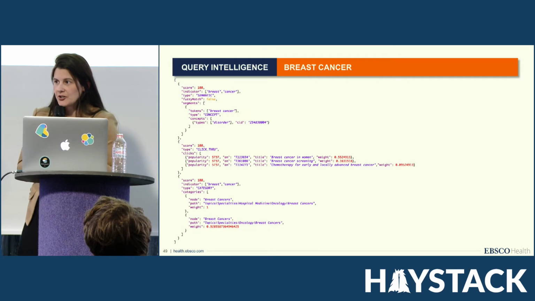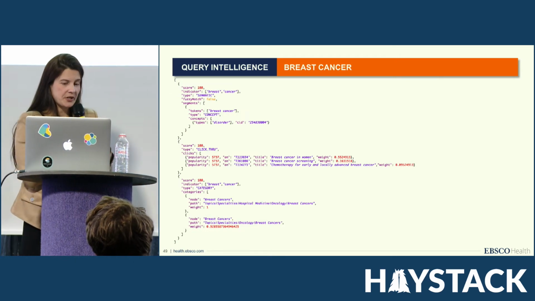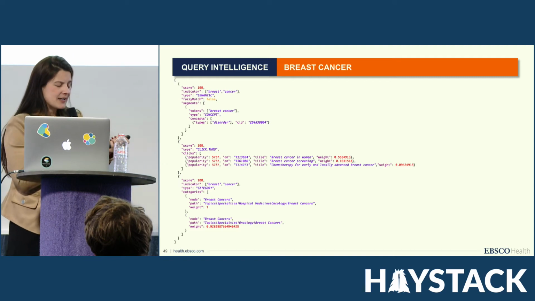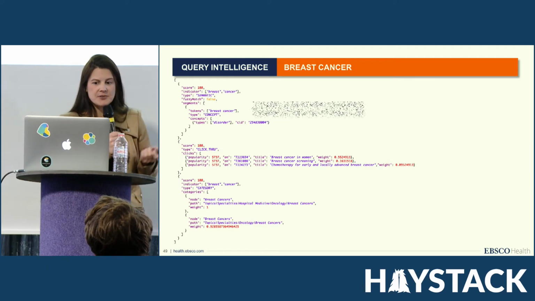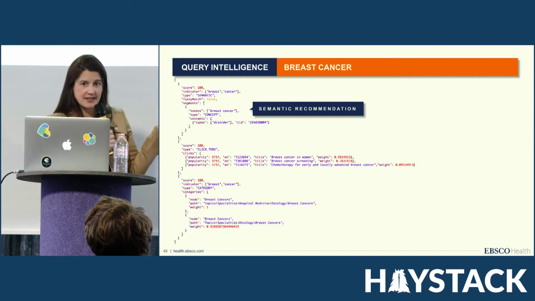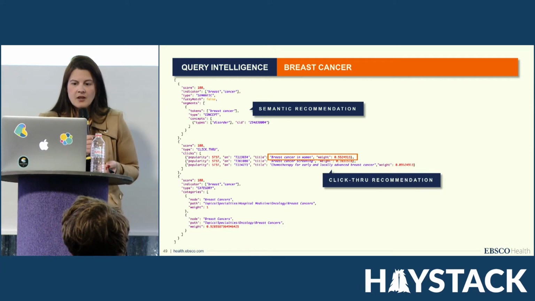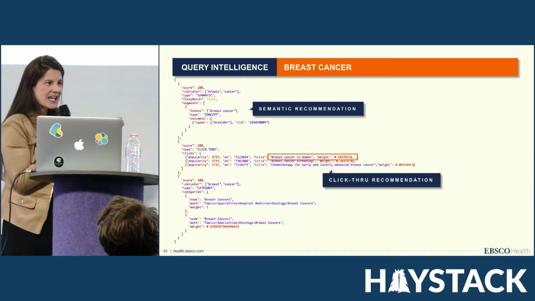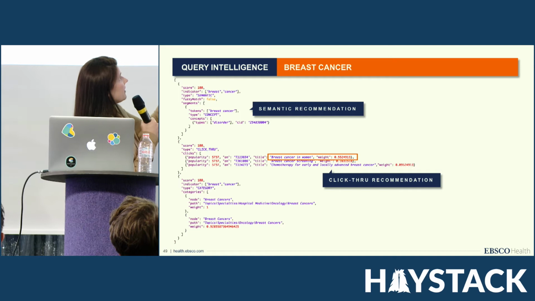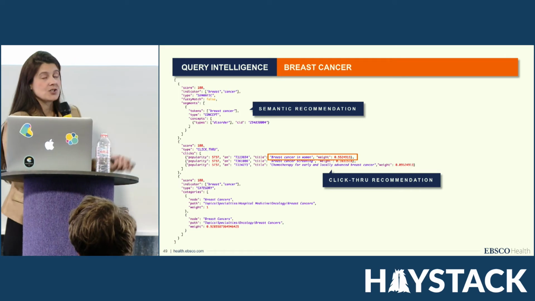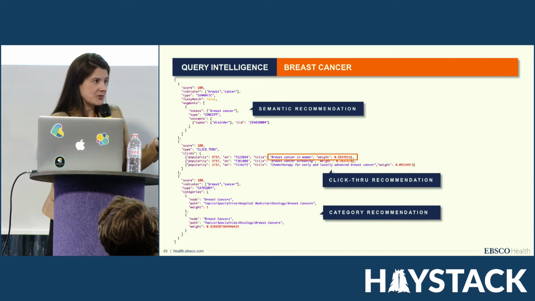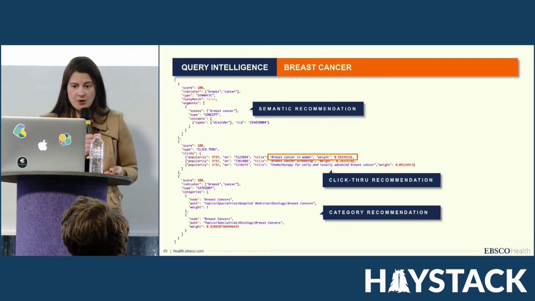Now, I had mentioned earlier that breast cancer was a very general query, and I struggled to determine how to get my target title to the top. So you can see here that I've semantically understood breast cancer as a singular concept. But here now you can see I have that click-through recommendation. And this is really what's going to help me drive that target title to the top. And again, a category recommendation, as you would expect, because we have a breast cancer category.